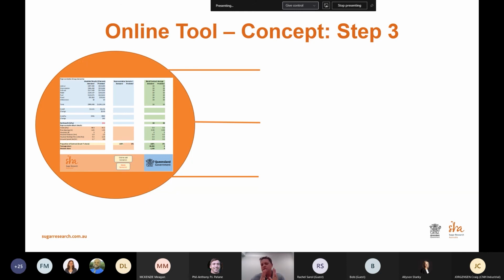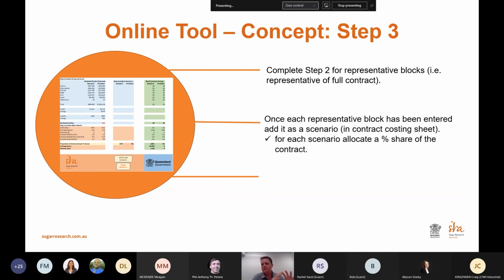But what you're going to be doing is, instead of looking at an individual block, you would look at what we're calling a representative block. So you, for example, would say, well, 20% of his contract is at 100 tons a hectare. You would then put the information in for that, and you would allocate that to 20% of the contract. And really what that does is that you are able to decide what sort of blocks you're going to be harvesting for the season. Obviously, it's not that easy to guess that sort of thing, but it will give you a really good idea as to what sort of changes you'll be making in your business and what those changes will cost you.